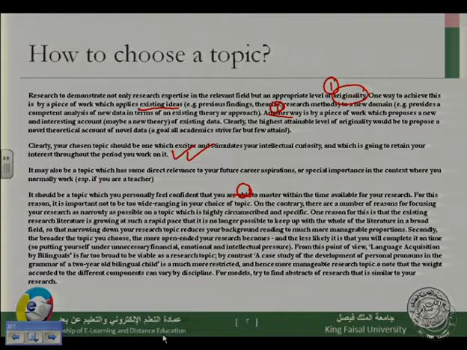Why? Because you don't want to waste all your resources just because your topic was very poor. From this point of view, language acquisition by bilinguals is far too broad to be viable as a research topic. By contrast, a case study of the development of personal pronouns in the grammar of a 2-year-old bilingual child is a much more restricted and hence more manageable research topic.